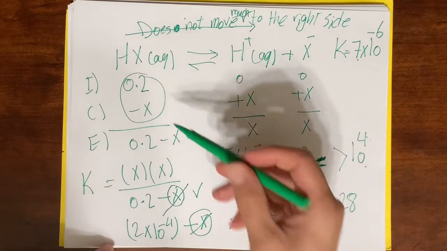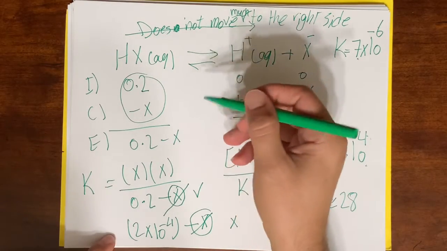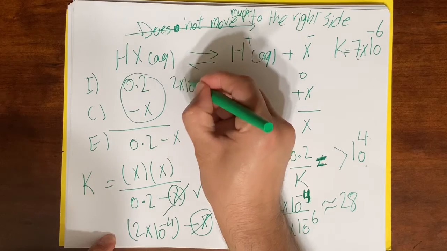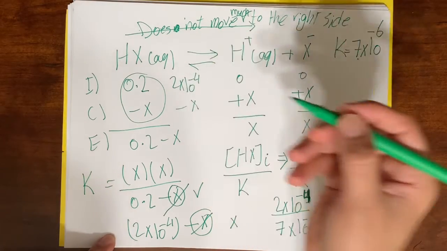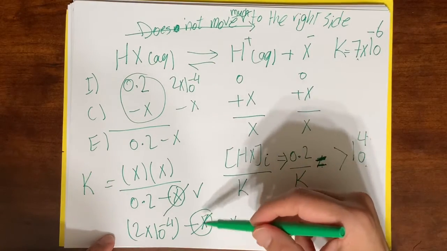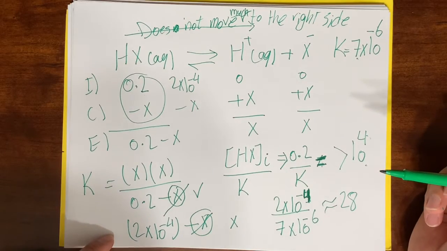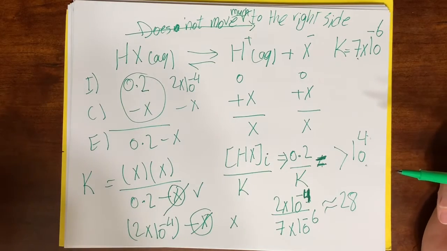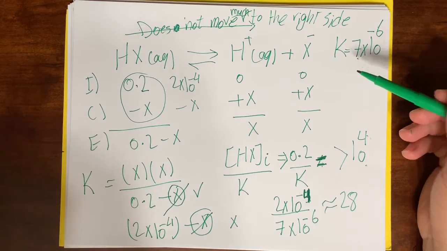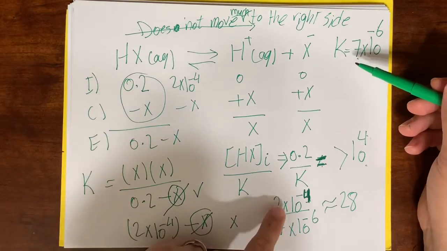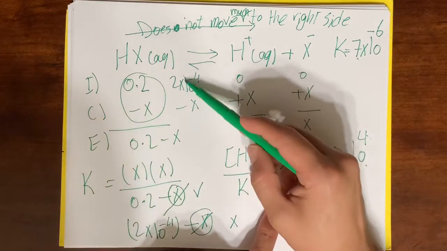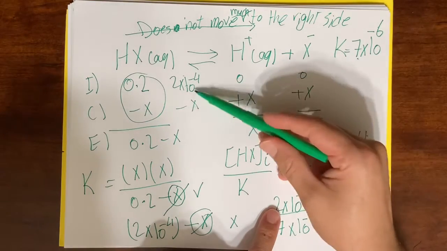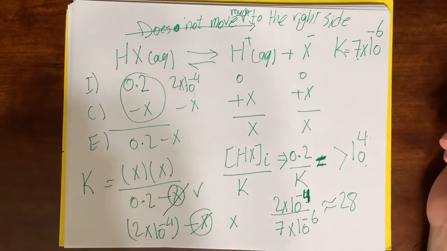That means you're going to lose plenty of things. So if you have 2 multiplied 10 to the power of minus 4 and you subtract x from it, x is going to be significant. Why is x in this case significant? We did not change K, but the initial concentration is really small. Any tiny thing we lose from it will be significant.